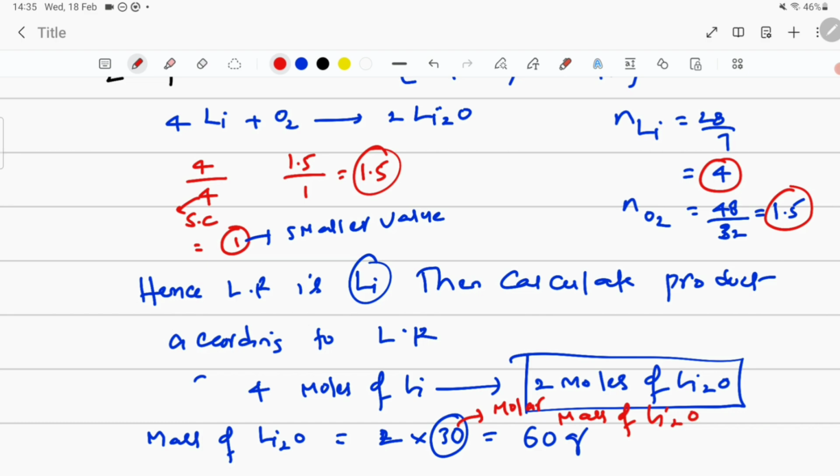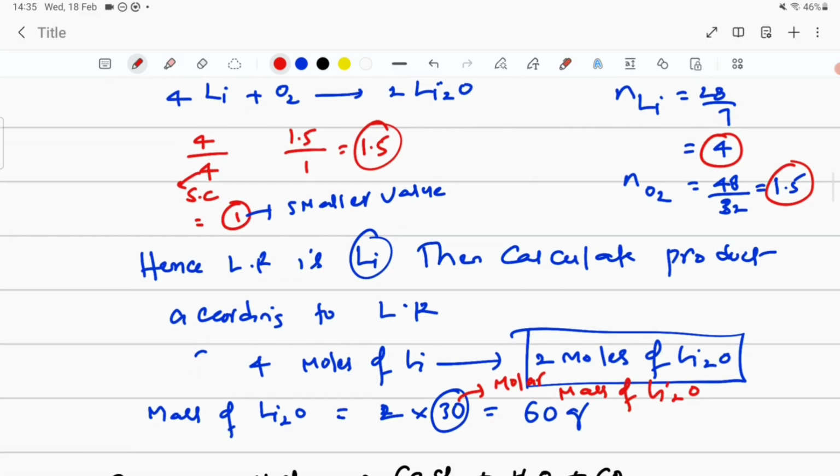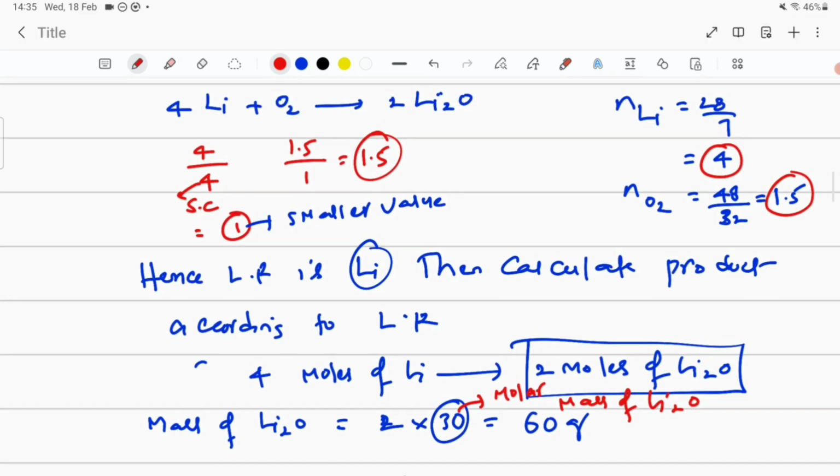Once we get moles, you can multiply with molar mass to get mass. I'm repeating; if you have any doubt, pause the video, observe thoroughly and move further.